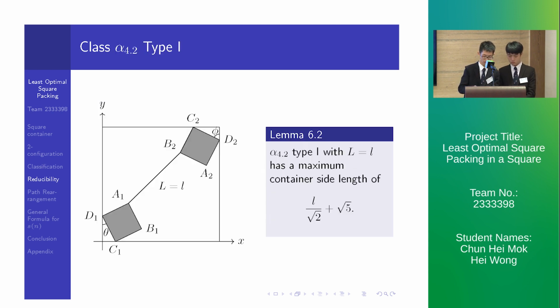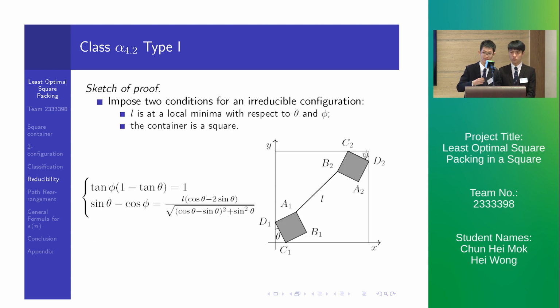How are these techniques used? We'll now apply them to find the maximum container size of class alpha 4.2 type 1, which looks like this. To start, we'll focus on an irreducible configuration and write equations based on two conditions, namely that L is at a local minima with respect to both theta and phi, and that the container is a square.